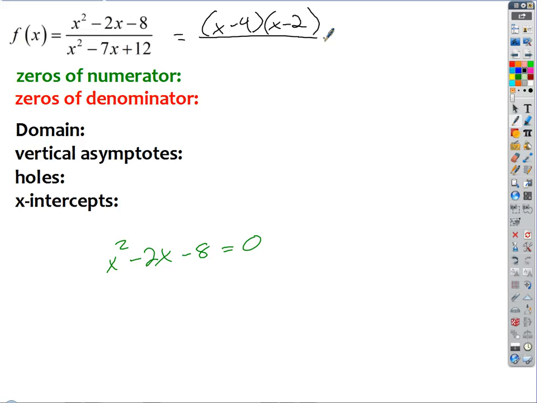What would the magic numbers have to multiply to in the bottom? 12. And add to -7. Okay, so we know we get x's there, right? So let's think about the signs.